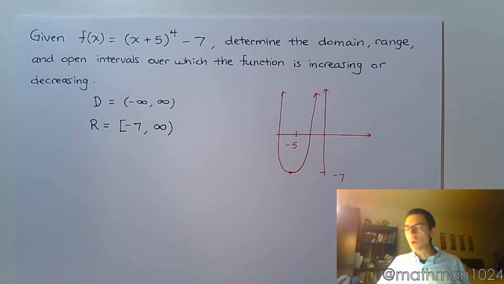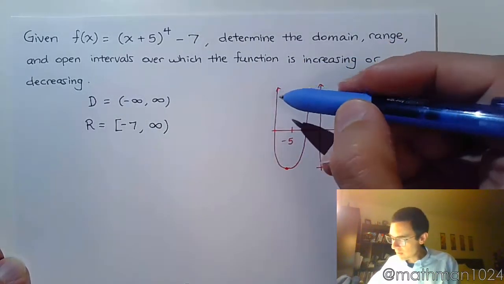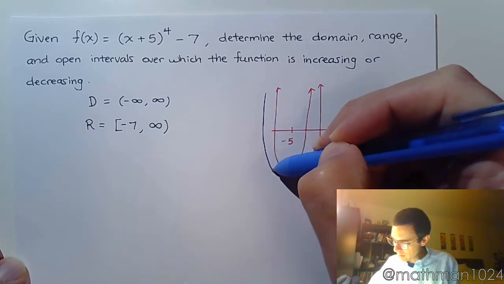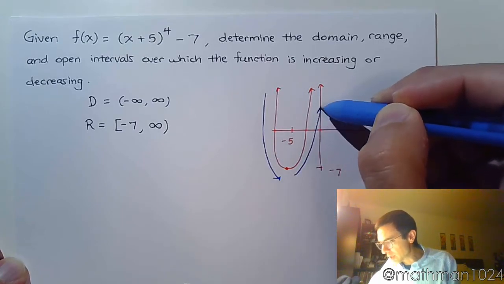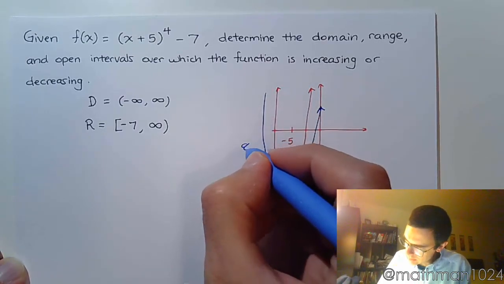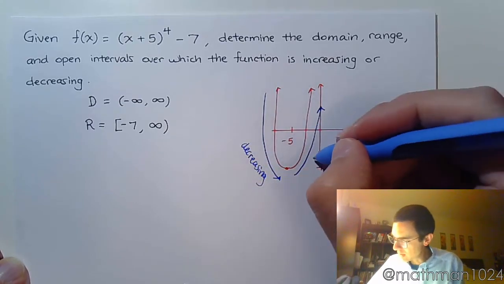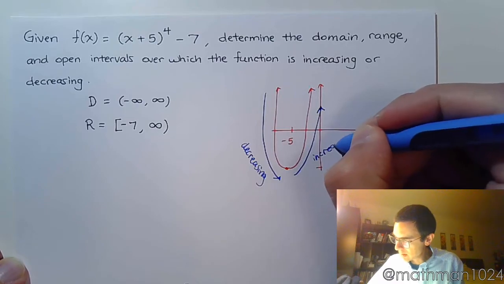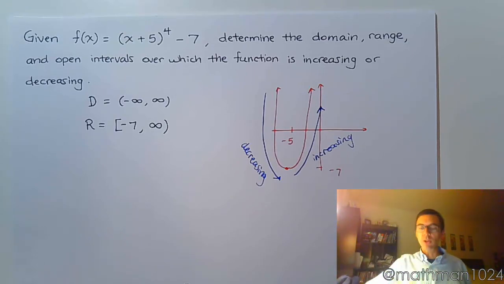Then we get to the part about where you are increasing or decreasing. If you talk about increasing or decreasing, it's as you move from left to right. And you see that as I trace my finger along here, I'm going down until I get to this vertex, and then I start going up. And so that's the difference between where your function is decreasing versus where your function is increasing. Okay, so as you go from left to right, you're going down, and then this guy goes up.